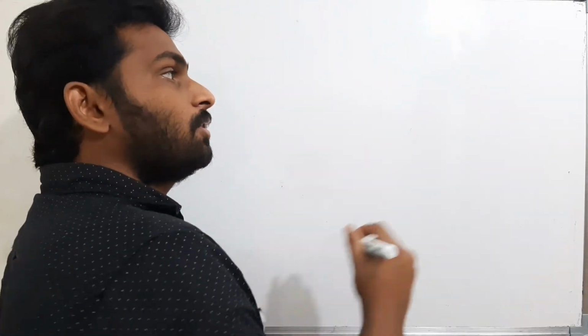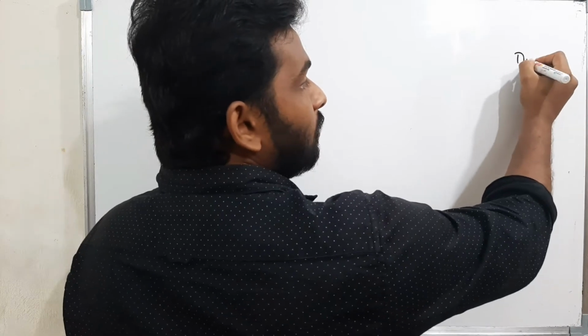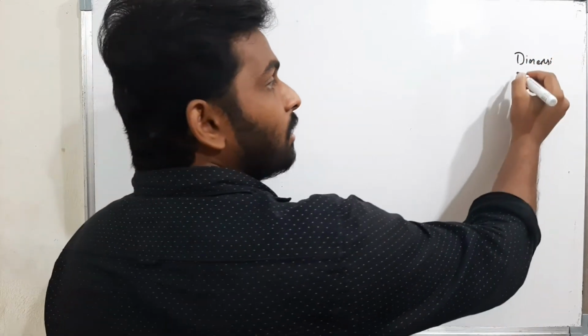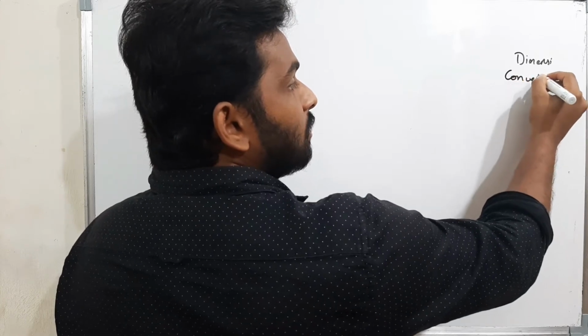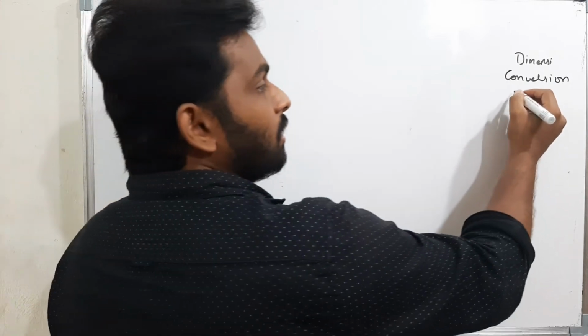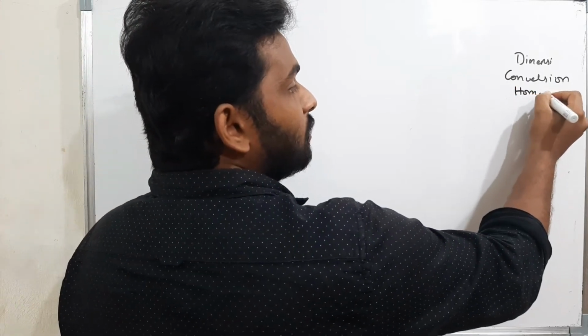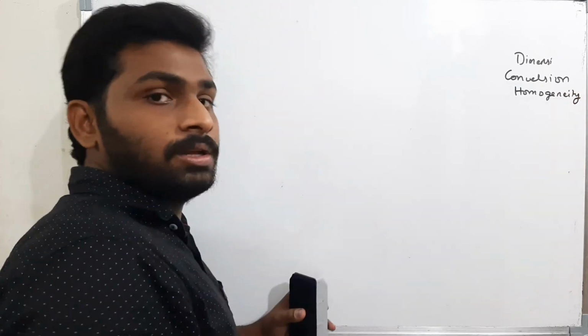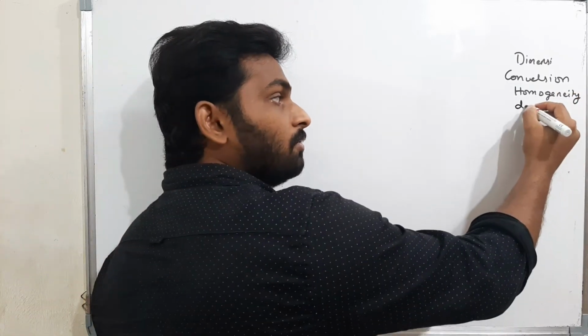Okay, what are the topics? What are the concepts we covered in the units and dimensions chapter? First one is dimensionality. Second one, conversion of units from one system to another system. Next one, principle of homogeneity. The next one is derivation of a formula.